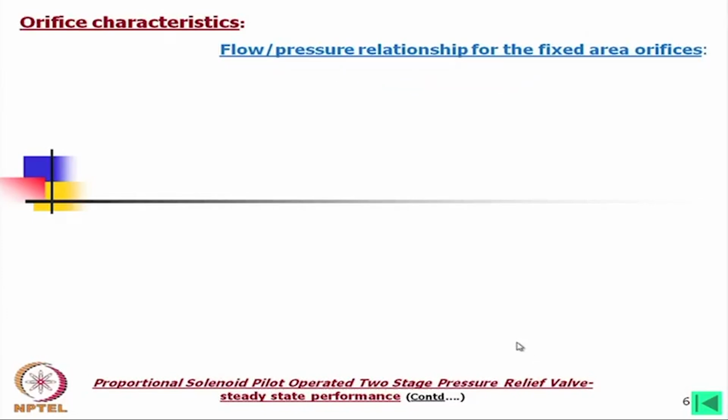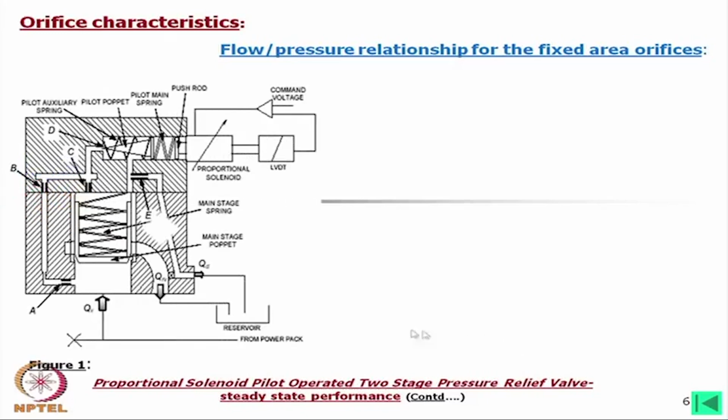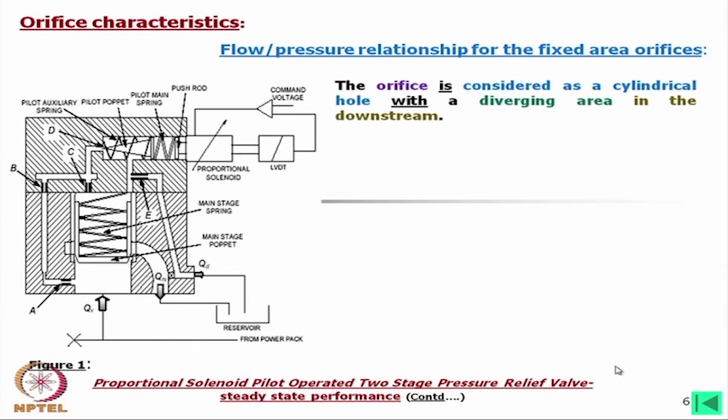Now, for the flow pressure relationship for the fixed area orifices, again we will consider A and B. The orifice is considered as a cylindrical hole with a diverging area in the downstream. Actually, these orifices are like that: an almost straight hole, but towards the downstream side, if the flow is going like this, this is upstream, this is downstream, a slight divergence is there.